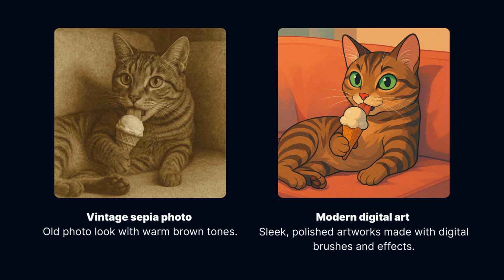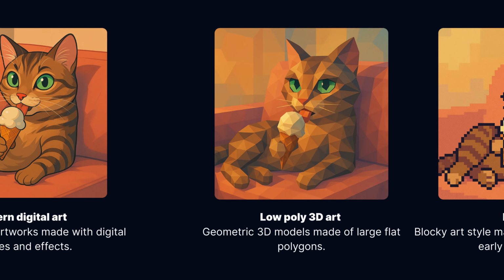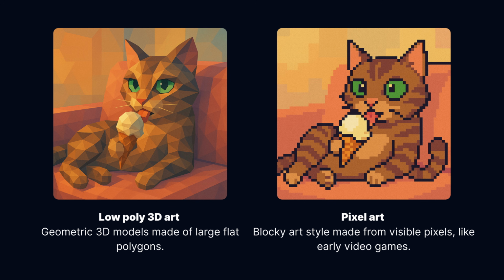Next is a vintage sepia photo, old photo look with warm brown tones. And then modern digital art, sleek polished artworks made with digital brushes and effects. Next up we have low poly 3D art, geometric 3D models made of large flat polygons. And next to that we've got pixel art, blocky art style made from visible pixels like early video games.